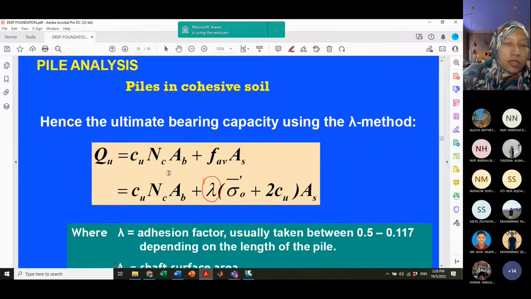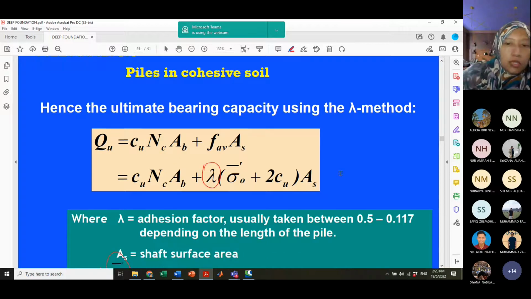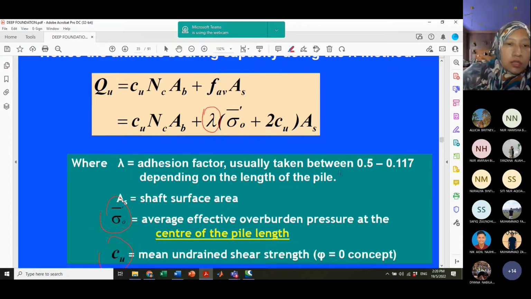Okay, the last method for estimate bearing capacity QU in the clay menggunakan lambda method. So now the only thing is that you can see the lambda ni multiply with the average overburden pressure plus dengan 2CU times dengan AS.